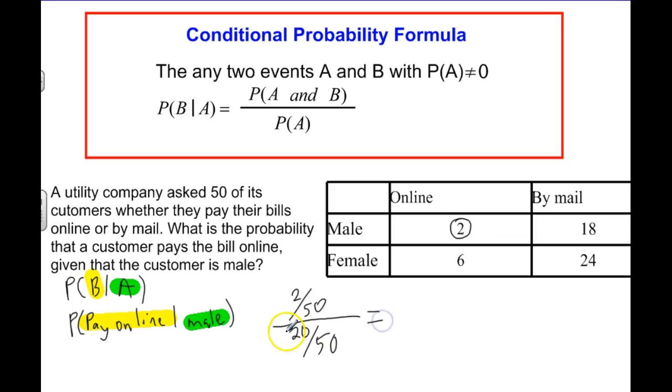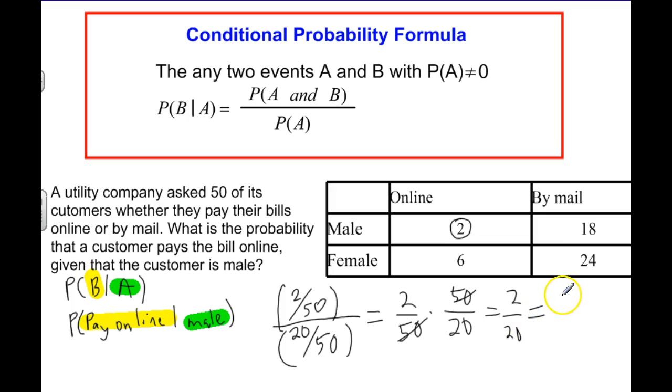Dividing by a fraction is the same thing as multiplying by its reciprocal. So we could write this as 2 over 50 times the reciprocal of 20 over 50, which is 50 over 20. Cancel it out, you get 2 over 20, which is, what, 1 over 10?